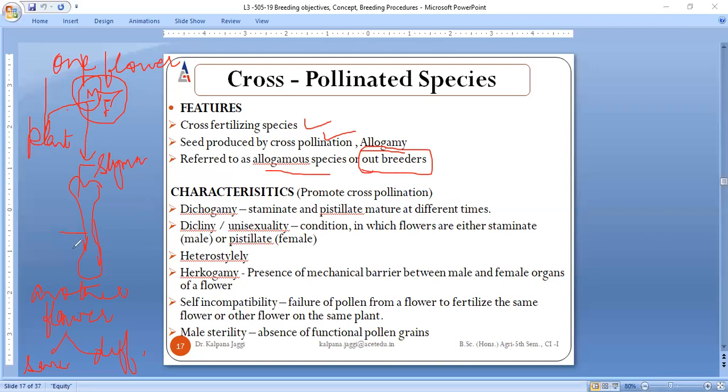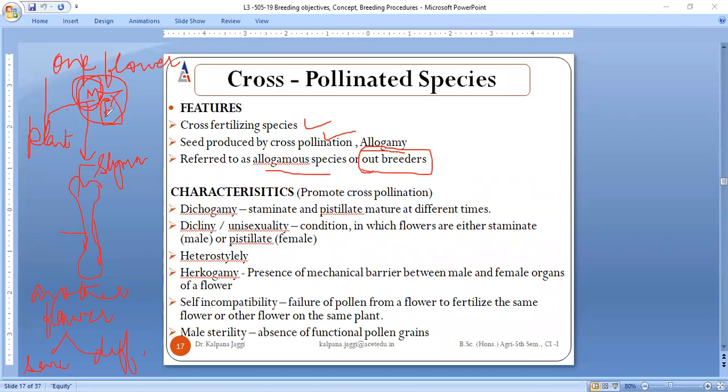Now we will discuss the features that promote cross-pollination. Very first is very clear: either the flower contains only the male part. Second, the flower can consist of only the female part. Third, the flower consists of both male and female reproductive parts, but both are not maturing at the same time.